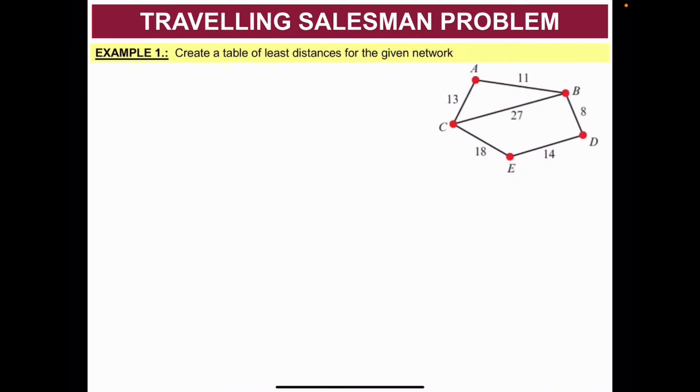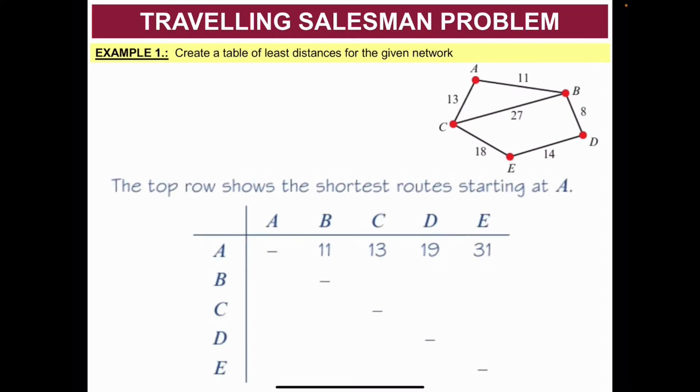So the first example is asking us to create a table of least distances for the given network. So we have the network in the picture. What we need is the table. The top row shows you the shortest routes starting at A. Okay, now how to get it? You can see that from A to A, B to B, C to C, D to D, and E to E, obviously we have no distance.